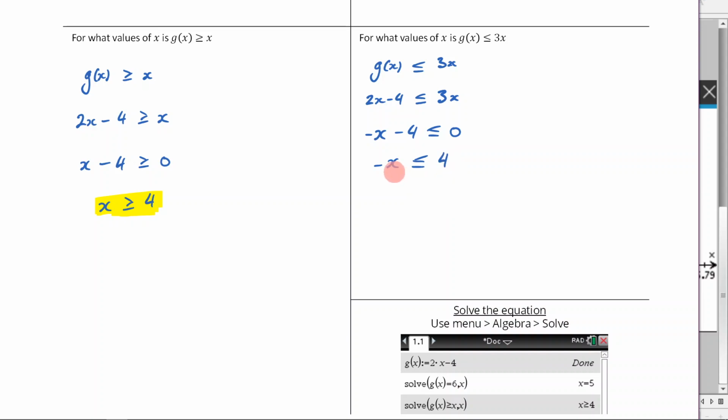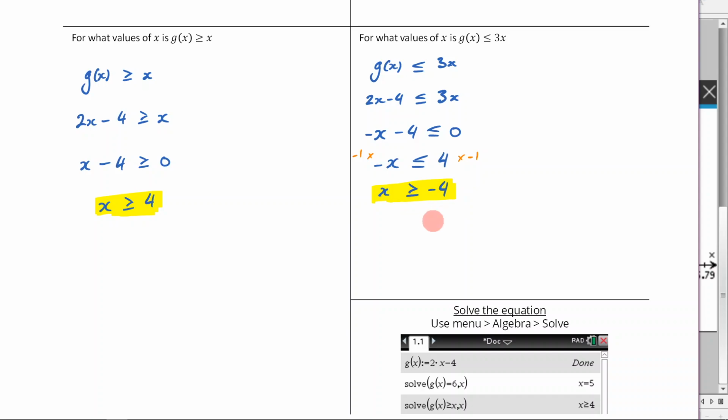But do you see how now I have a negative? I need to get rid of this negative x, which means I'm going to have to times both sides by -1. Now, this is where sometimes people get a little stuck. Remember, whenever you're multiplying across an inequality by a negative, you always need to flip the inequality. So this is going to become x is greater than or equal to -4. So you always have to make sure that you flip it around. If you don't, you're going to get it wrong. All right, so that is my answer there.